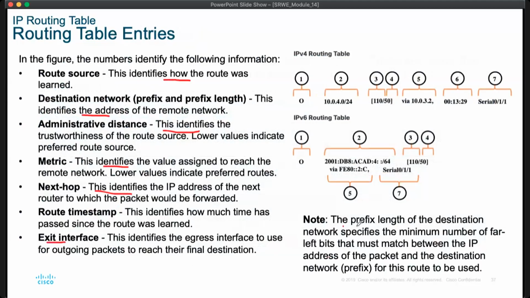Note, the prefix length of the destination network specifies the minimum number of far left bits that are matched between the IP address of the packet and the destination network prefix for this route to be used.